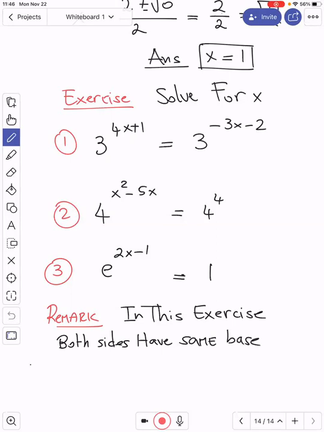So next time, we're gonna solve exponential equations when we have different bases.